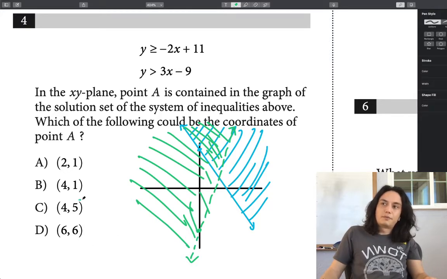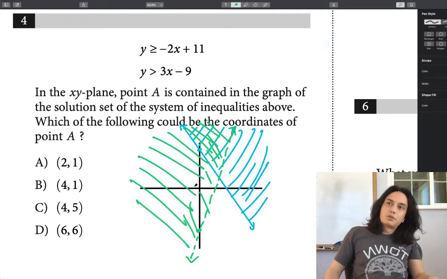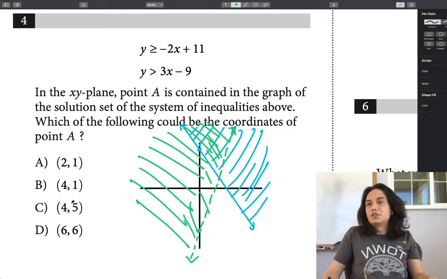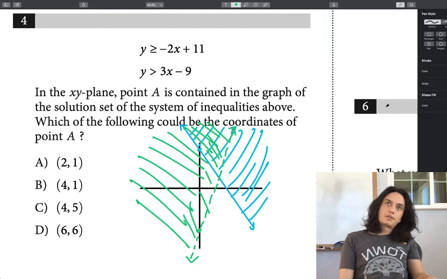We're going to double check this, but I'm betting it's C. My guess is that D is going to be too far to the right, like that 6 and 6 is going to end up being here. And that 4 and 5 is going to work. It's a little bit over to the right and then pretty far up. And that's kind of what we want, is things that are far up. So we're going to use this graph to intelligently check answer choice C first.